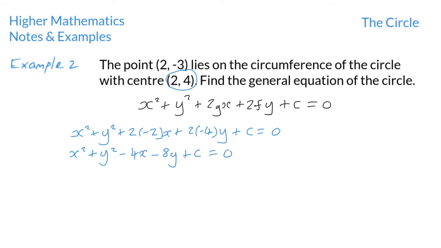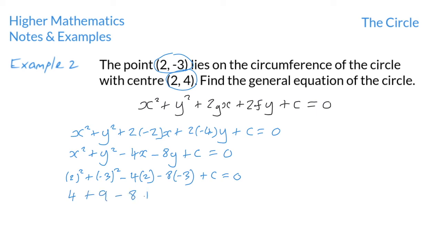To find c, of course, we can substitute any point that's on the circumference of the circle. Here we have the point (2, -3). So we can substitute that point in. So 2 squared plus (-3) squared, take away 4 lots of 2, take away 8 lots of -3, plus c must equal 0. And if we solve this for c, we have the general equation of our circle.